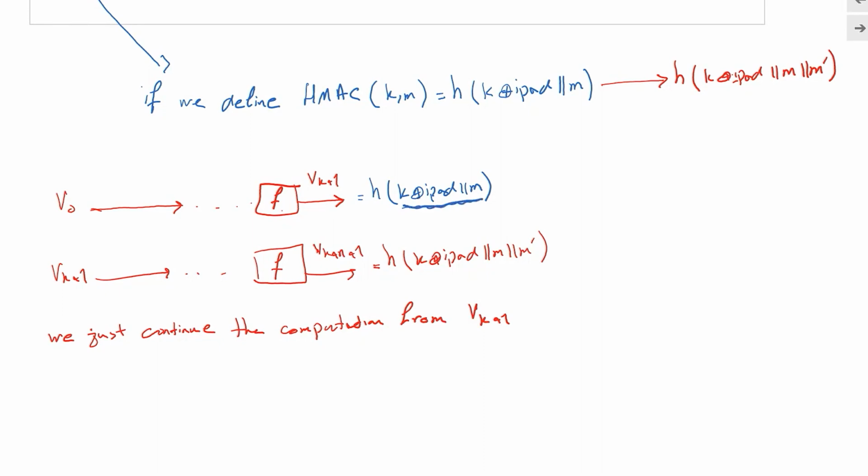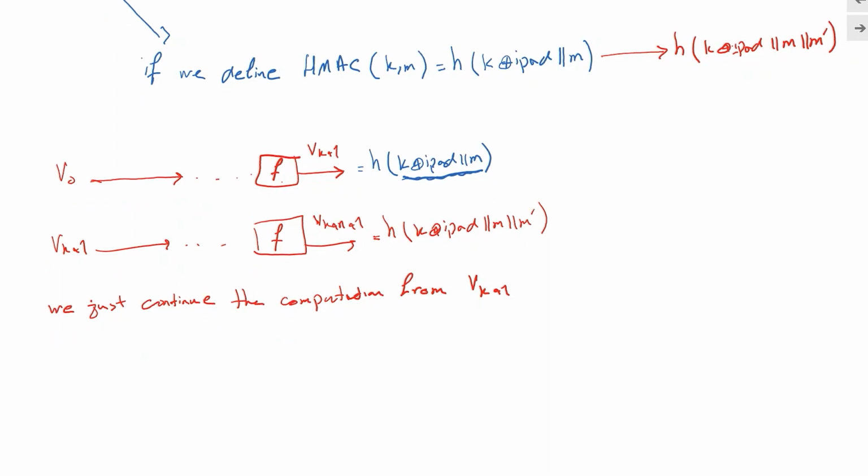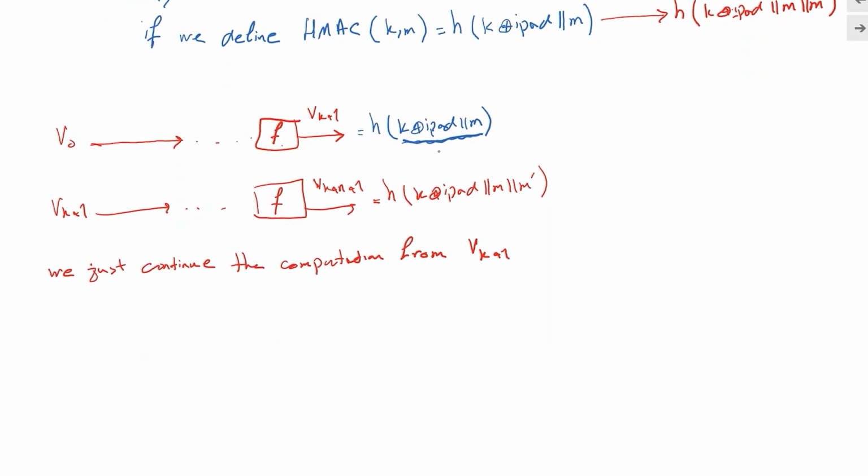So we just do some computation, K XOR with iPad and concatenated with M, right? So a hash function would take this entire thing as x, and when you do this computation, the hash function doesn't care about it. It sees these entire bits as x. So it computes the hash of x, and then you get to VK plus 1, which is the output of the hash function, right?